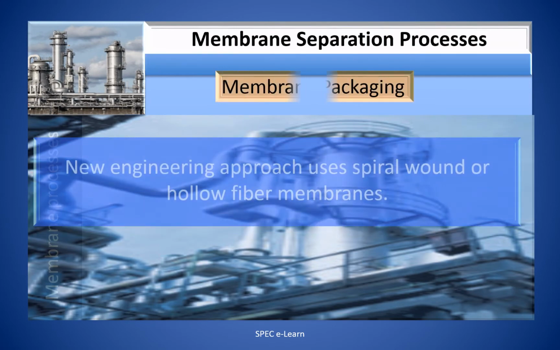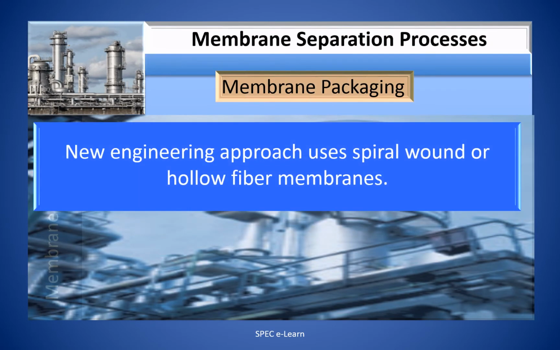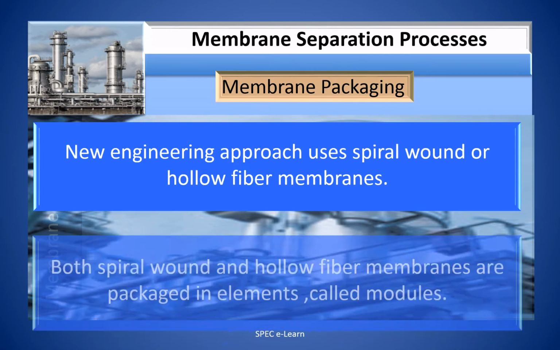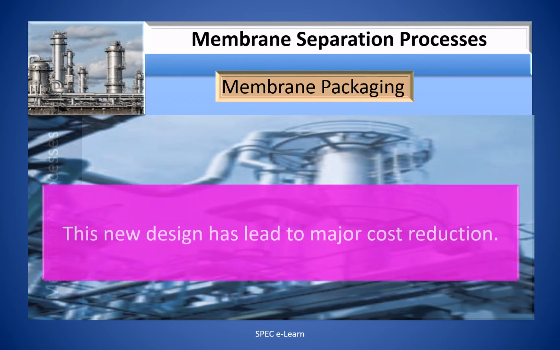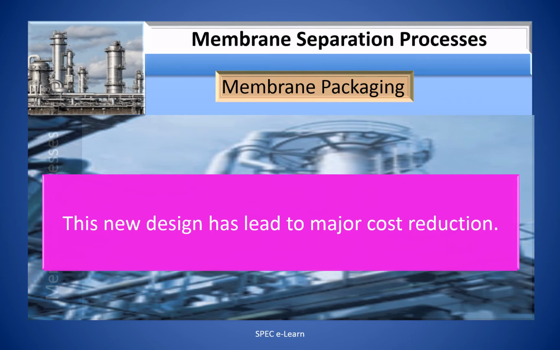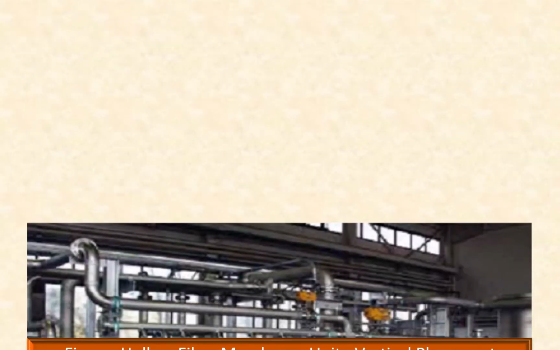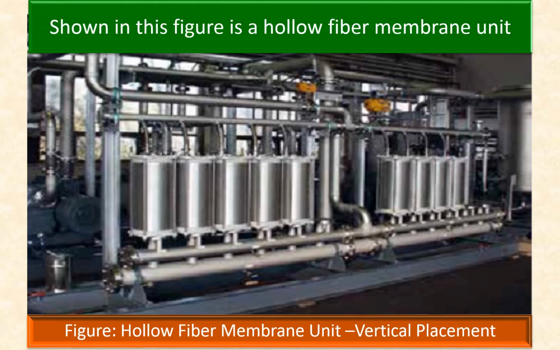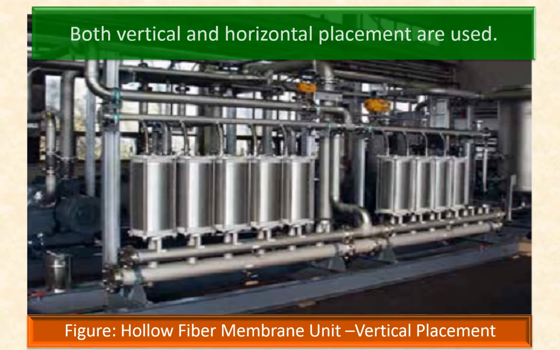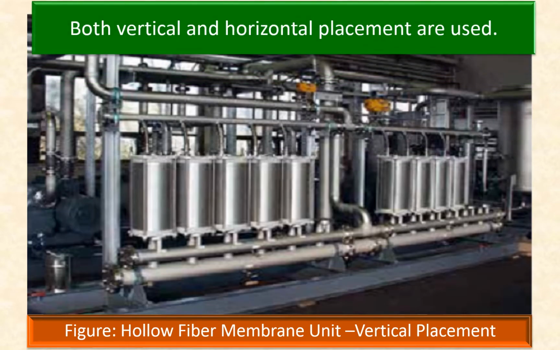New engineering approaches use spiral wound or hollow fiber membranes. Both spiral wound and hollow fiber membranes are packaged in elements called modules. This new design has led to major cost reduction. Shown in this figure is a hollow fiber membrane unit. Both vertical and horizontal placements are used.